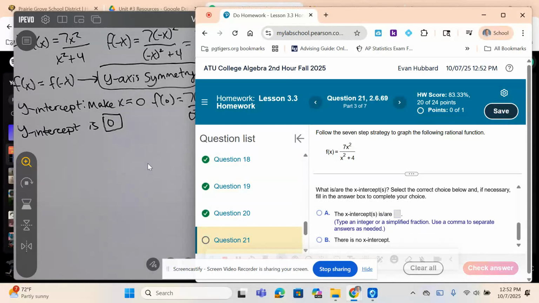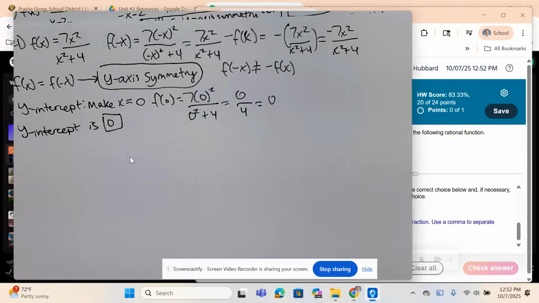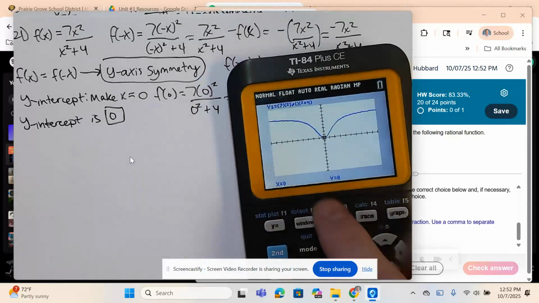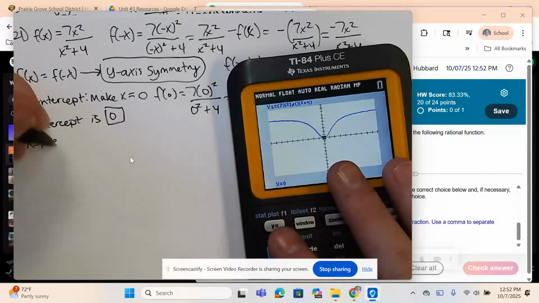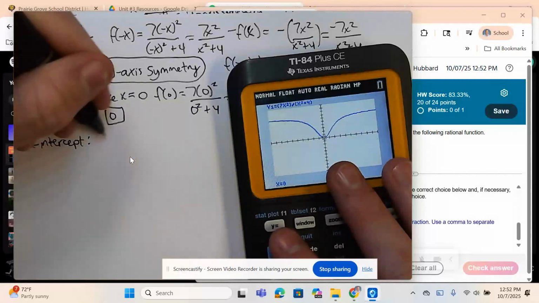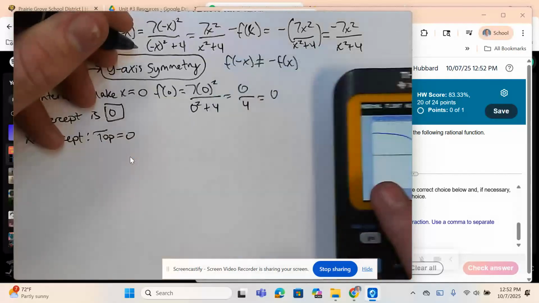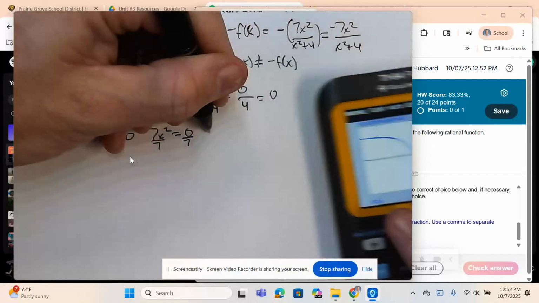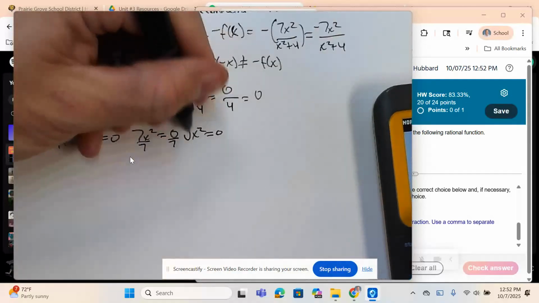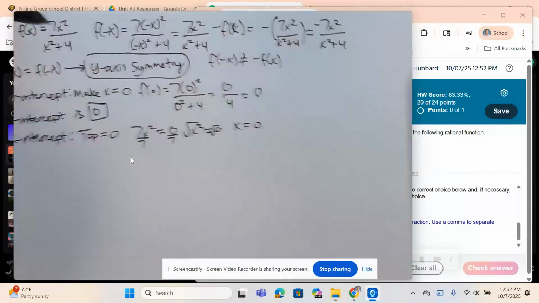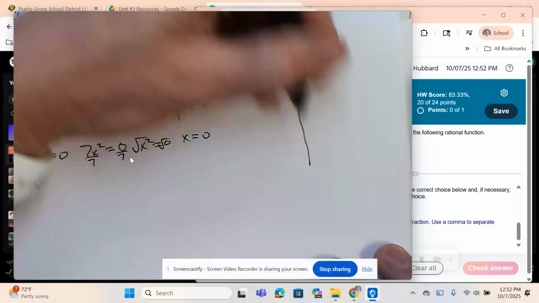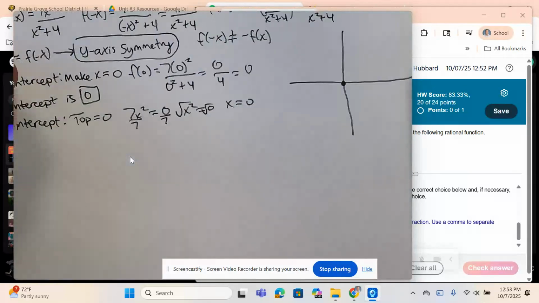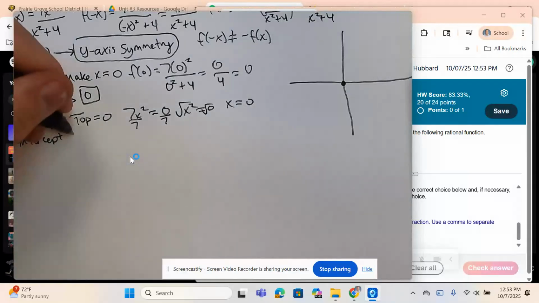But the x-intercepts, you make x equal 0. Now, Macy could cheat and tell me what the x-intercept is going to be here. Macy, what's the x-intercept going to be? Good. You are correct. I'll prove she's right. Make the top equal 0. So 7x squared equals 0. Square root, x equals 0. The x-intercept and the y-intercept are 0. And I should be graphing this stuff, by the way.